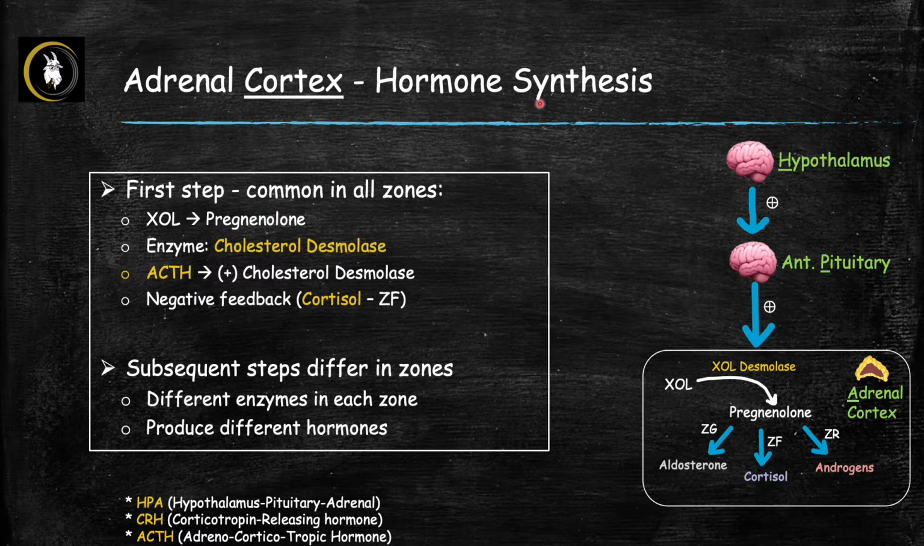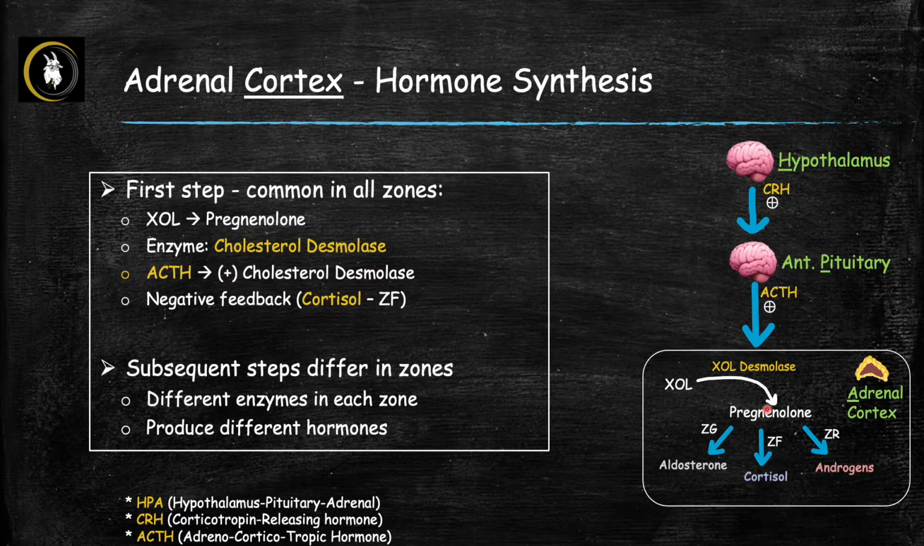All right, so now let's talk about how these hormones are synthesized in the adrenal cortex. The first important thing to know is that the adrenal cortex is under the direction of the hypothalamus and pituitary axis. The hypothalamus secretes CRH, which is corticotropin releasing hormone. This stimulates the anterior pituitary to release ACTH, the adrenocorticotropic hormone. ACTH is what acts on the adrenal cortex, and it activates the first step, which is the conversion from cholesterol to pregnenolone.